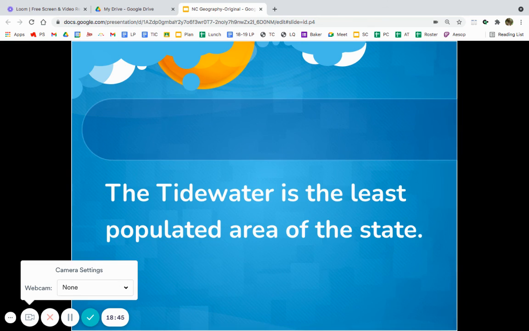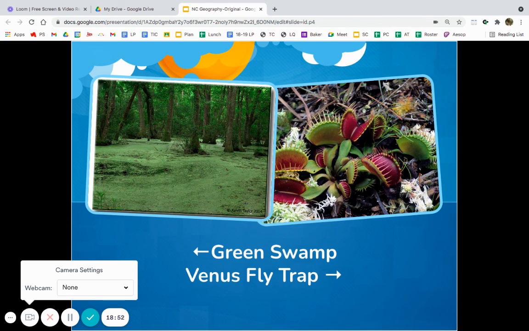Tidewater is also the least populated area of the state because there are so many swampy and sandy areas that it is really hard for people to grow and build things there. This is the Green Swamp. I know that looks like ground, but it is not. That is actually swampy water with, I guess, pollen and algae and stuff growing on top of it. And that looks like cypress trees. And this is what a Venus flytrap looks like.